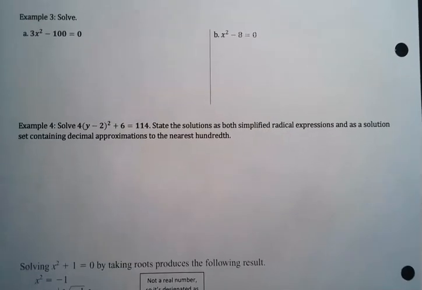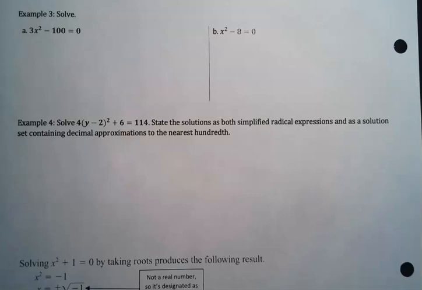So, example 3, let's solve these. Both of them are binomials, okay? So it makes it a little easier. Okay, we want to isolate the squared term. So that means we're going to add 100 here. We have 3x squared equals 100. Okay, have we isolated the x squared term yet? No, we have not. We need to divide by 3. That's going to be the thing, right? Isolate means we're truly going to get the x squared term by itself. Okay, so now we have x squared equals 100 divided by 3.